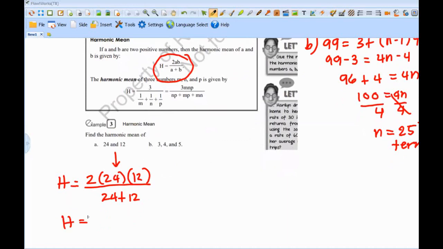So what is the value? So 2 times 24 times 12 first, which is 576, over 24 plus 12, which is 36. So 576 divided by 36 equals 16. Okay, next letter B.